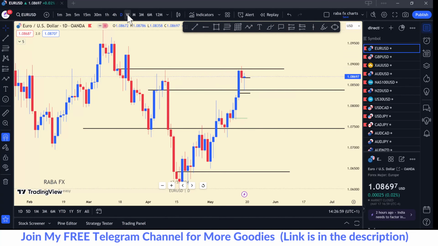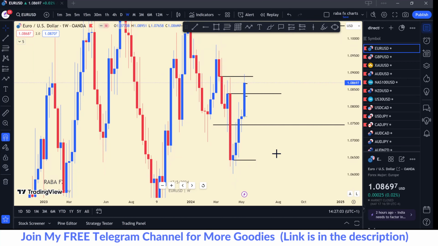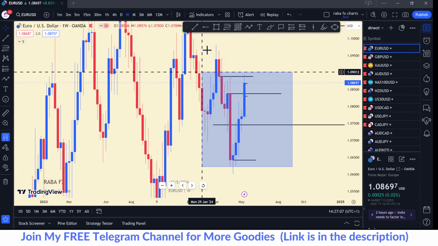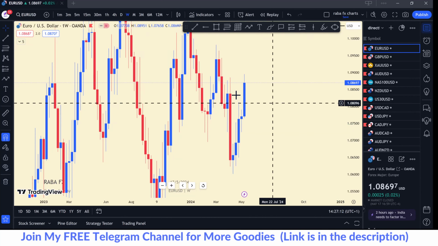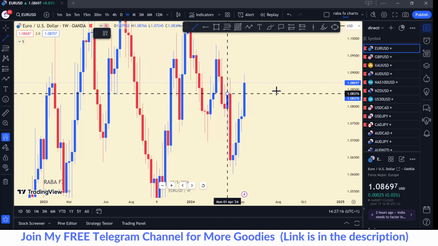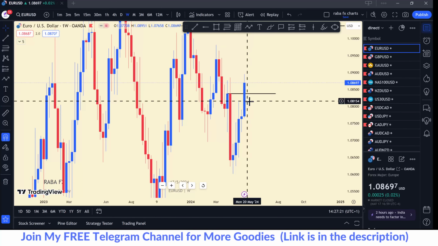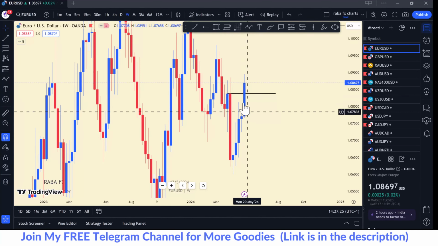Now, Euro USD is interesting, but first of all, I need to look at the weekly. Now, you can see, let me take off this. I told you about the trade I took on the intraday level. First of all, we were looking at this level during the live stream. I think it was on Wednesday. We were looking at this level to sell.